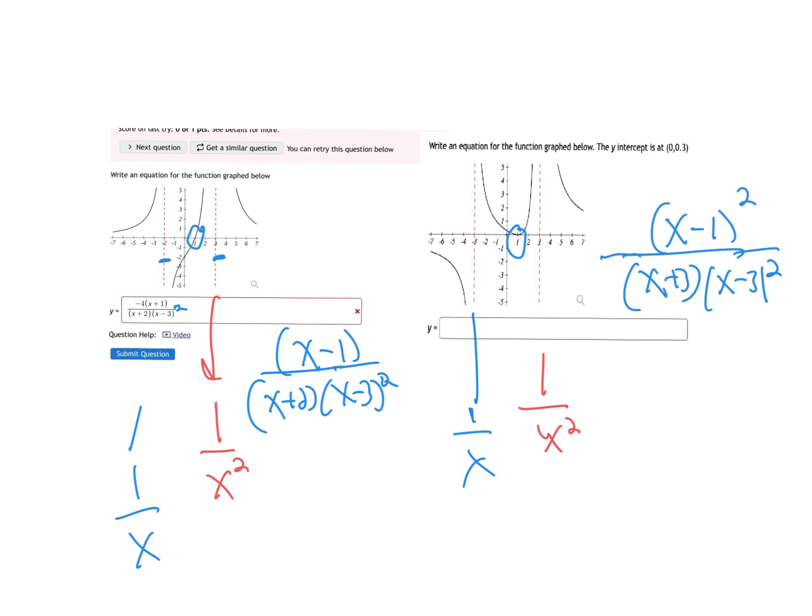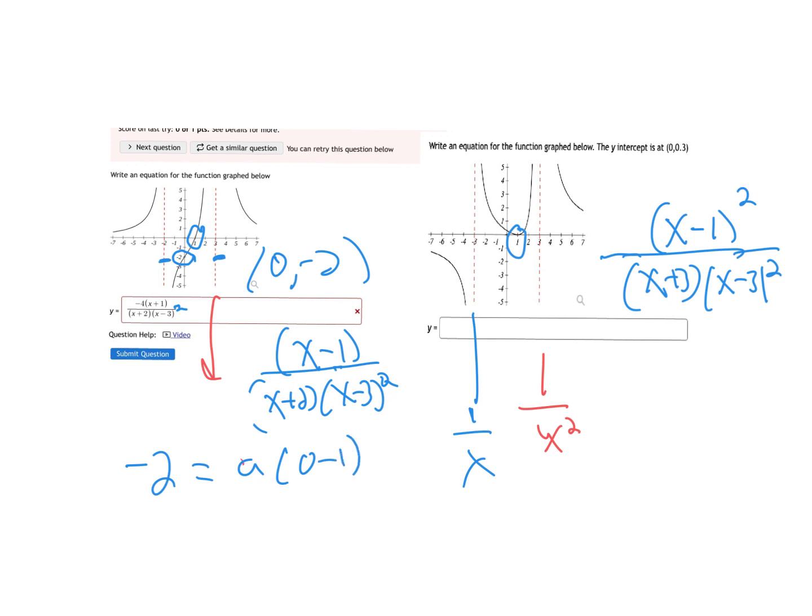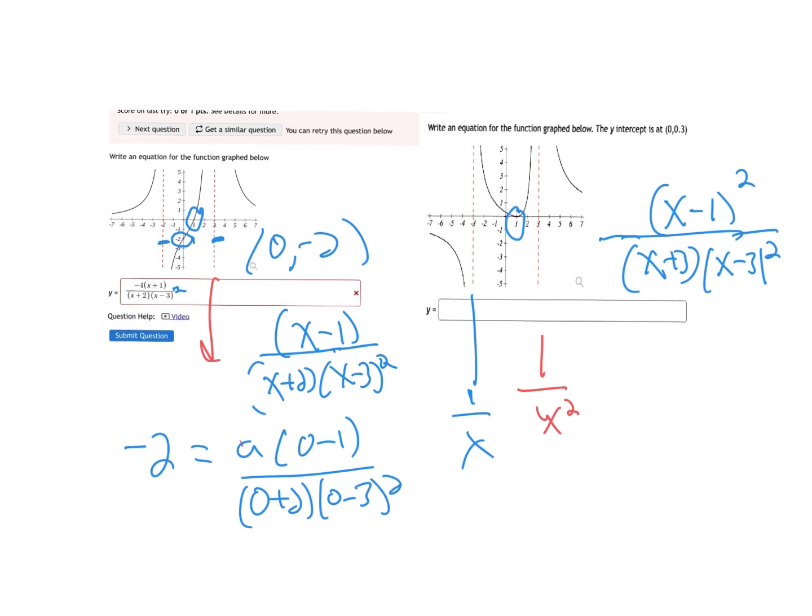And then for this one, they tell us that the y-intercept is negative 2. So we'll say negative 2, and so remember that's the point (0, negative 2). So when x equals 0, y equals negative 2. So I don't know a, and this will be 0 minus 1 over 0 plus 2. And of course, you don't have to write in 0 if you know how this is going to work. So that's going to give me negative 2 here.